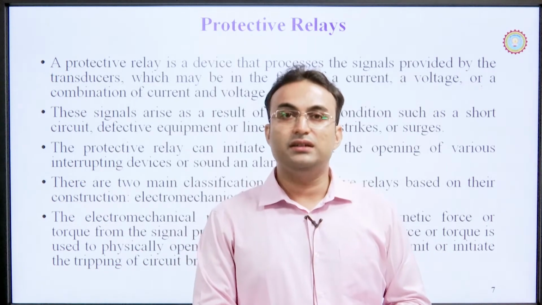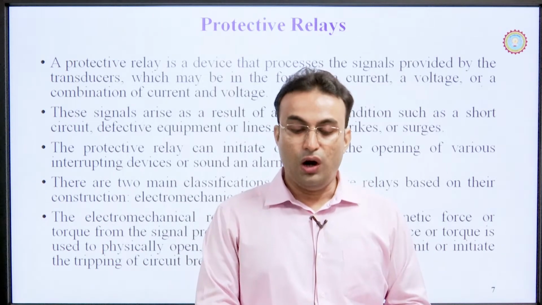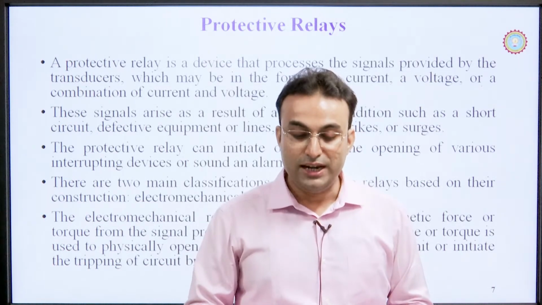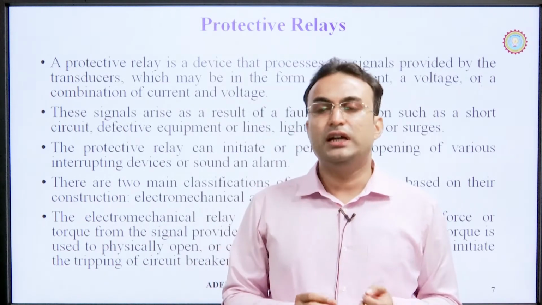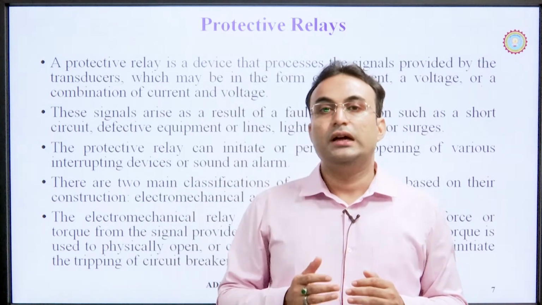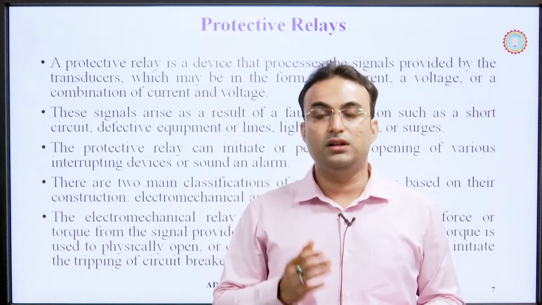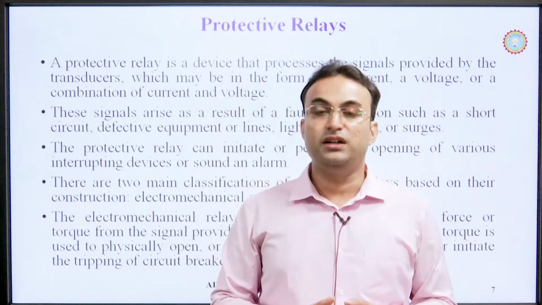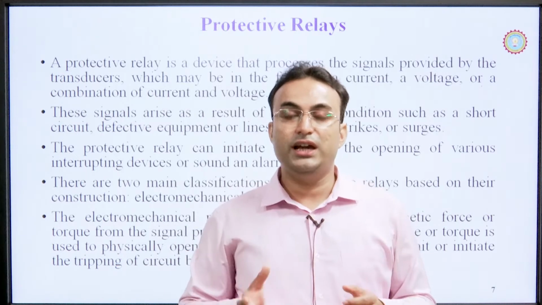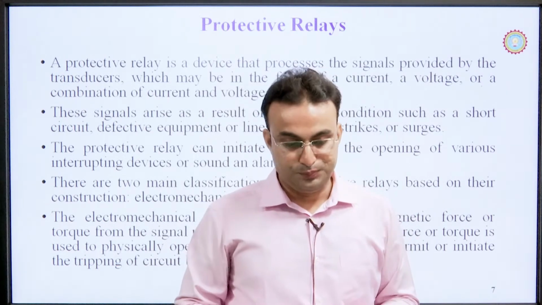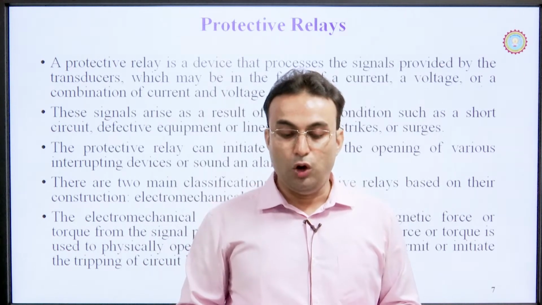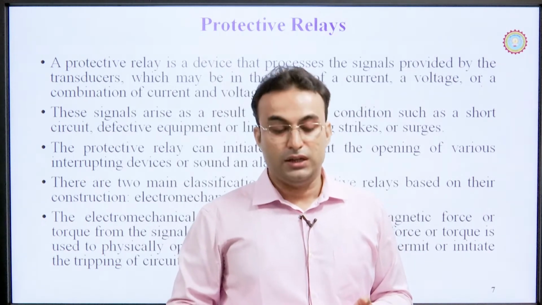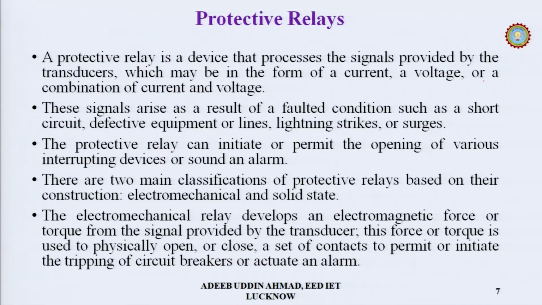These signals arise as a result of faulted conditions such as short circuits, defective equipment, and lightning strikes or surges. When there is a fault, the ratings of the voltage and current are disturbed. This disturbance is sensed by the protective relay, and after that the corrective or protective action is taken by the relay. A protective relay can initiate or permit the opening of various interrupting devices, such as an alarm, and after that the relay gives a signal to another relay.